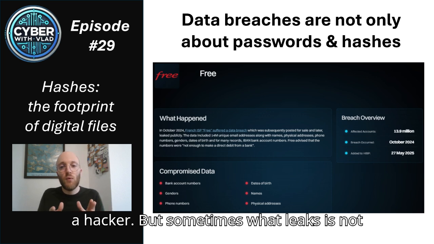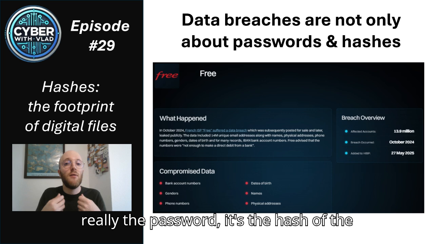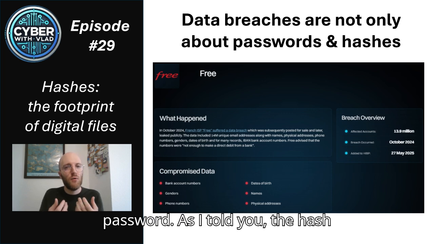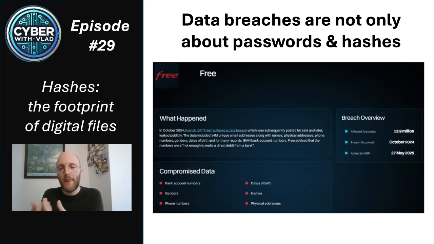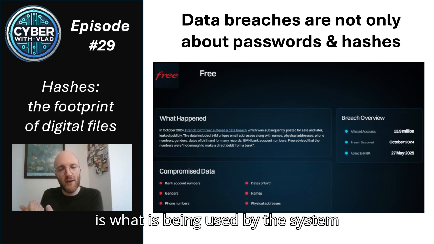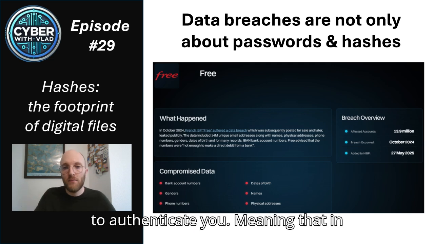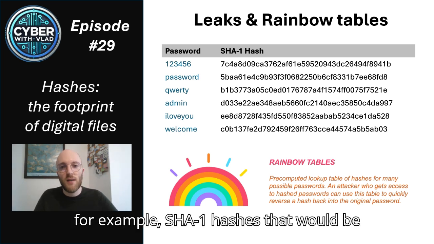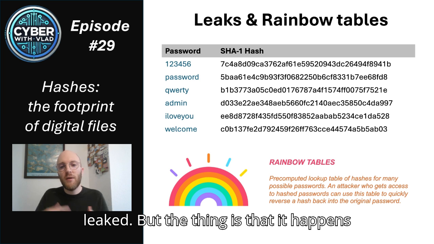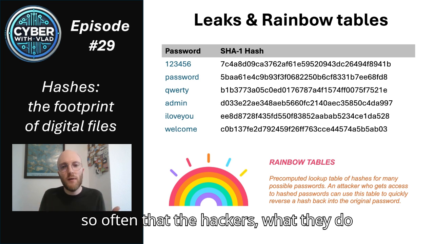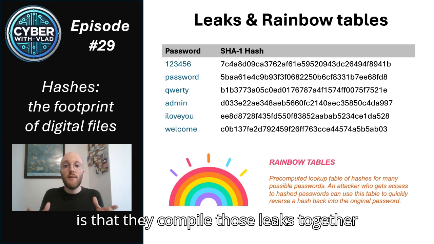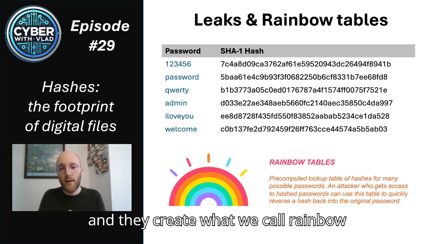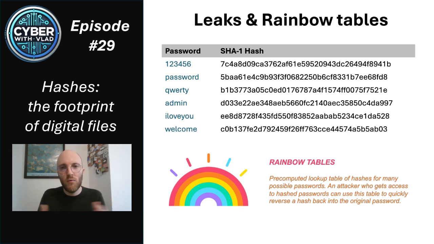But sometimes what leaks is not really the password, it's the hash of the password. As I told you, the hash is what is being used by the system to authenticate you. Meaning that in the end, you would have a list of hashes, for example, SHA-1 hashes that would be leaked. But it happens so often that the hackers compile those leaks together and they create what we call rainbow tables.